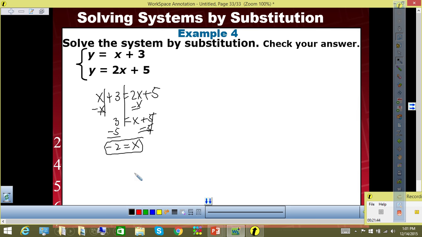What do I do from there? Which one do you want to use? The bottom one, okay. y equals 2x plus 5, so this is negative 2. So y equals 2 times negative 2 plus 5. So this is y equals negative 4 plus 5. y equals 1. Pass it to someone.